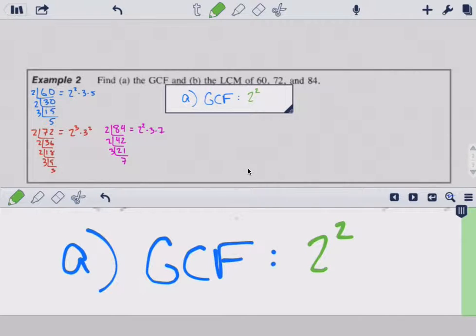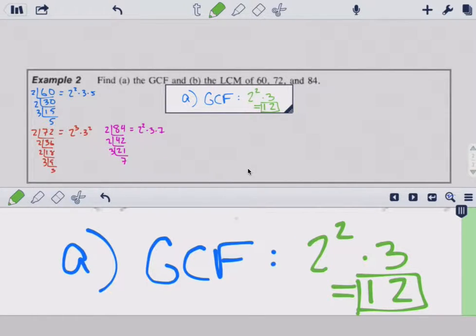2 squared. Do I have a 3 in everything? I do. The lowest exponent is 1, so 2 squared and 3. 5 is not in everything. 7 is not in everything, so 5 and 7 are not common factors. But a 2 squared goes into everything, and a 3 goes into everything. And so the greatest common factor is 4 times 3, which is 12. That's our greatest common factor.